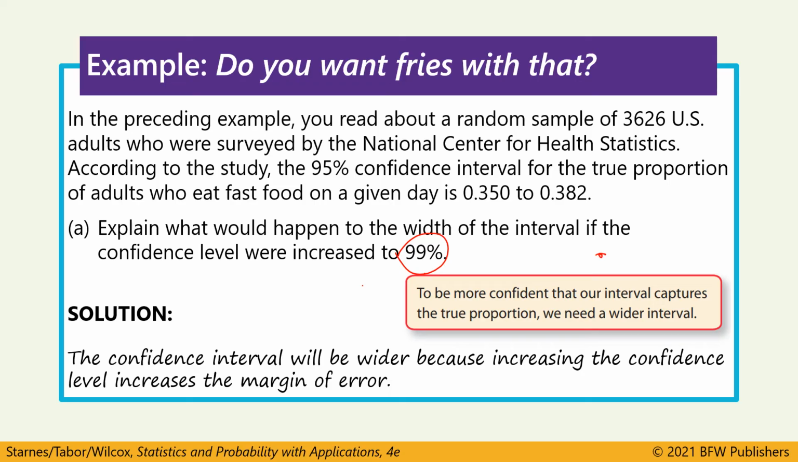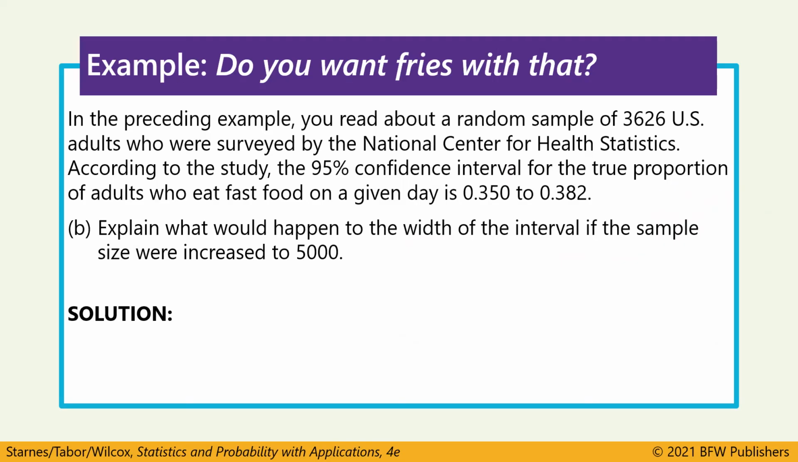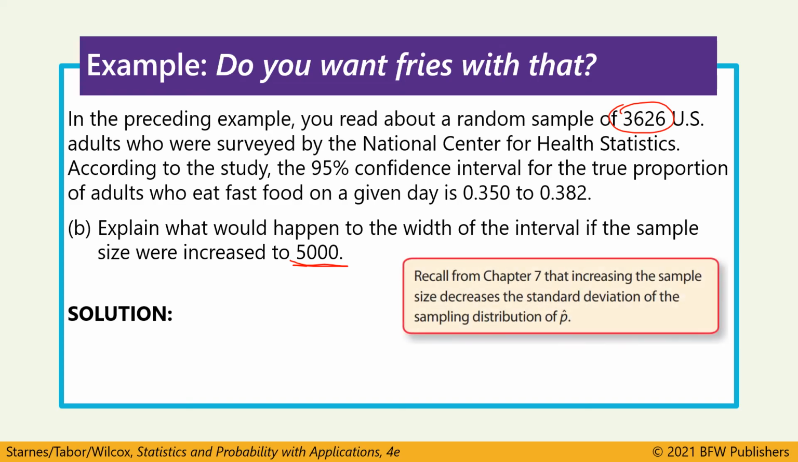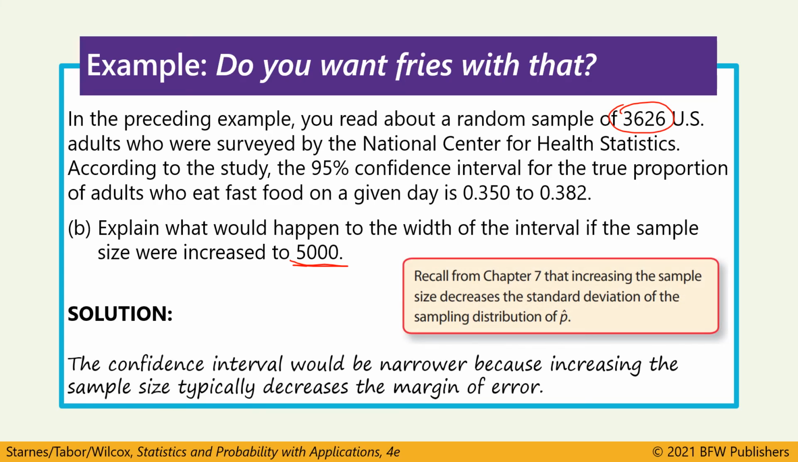And because of that, we need to go out a farther distance on each side of our point estimate, which again, from last section we learned is right in the middle of those two endpoints of the interval. What would happen to the width of the interval if the sample size was increased from 3,626 to 5,000? Well, bigger sample sizes mean we're going to have less variation. We're going to have thinner intervals, so the confidence interval would be narrower. Increasing the sample size is going to decrease that margin of error.